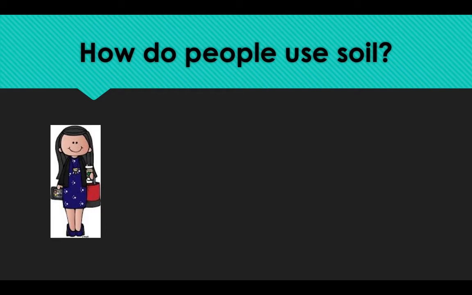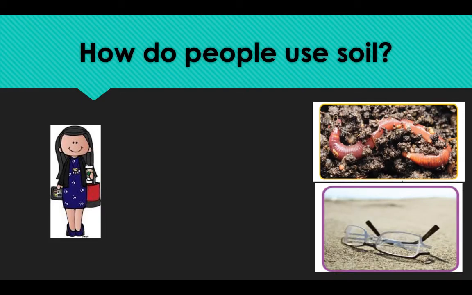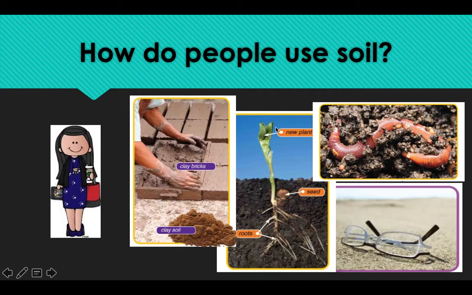How do people use soil? Well, they use it to make glasses. Isn't that crazy? They can make glasses from that sandy soil. Animals live in soil. Plants grow in soil, and the roots take water from the soil to bring it up to the plant. And you can even make clay bricks. They use that clay soil and turn it into a nice hard brick.